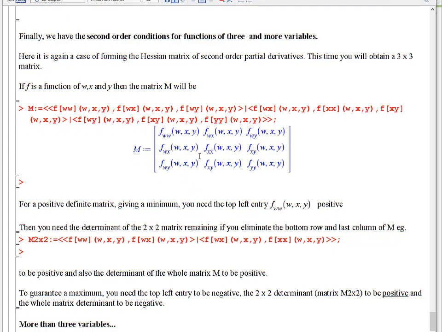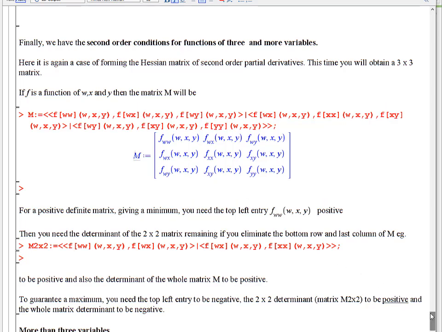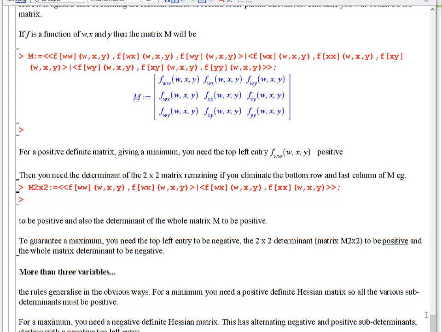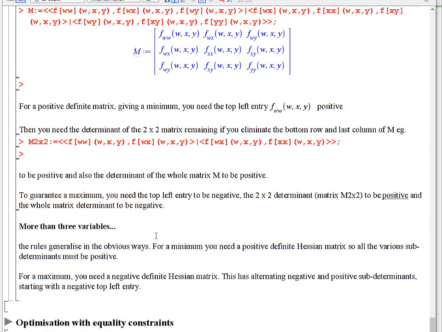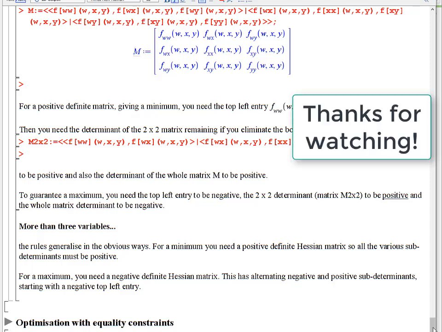If on the other hand, this is the fiddly bit, if this is negative, if the 2 by 2 is positive and the whole thing is negative, so it alternates negative, positive, negative, then it's negative definite and you have a maximum. And then more than 3, it generalizes the same way. Positive definite, so everything has to be positive. Negative, it must alternate. So that's how it works.